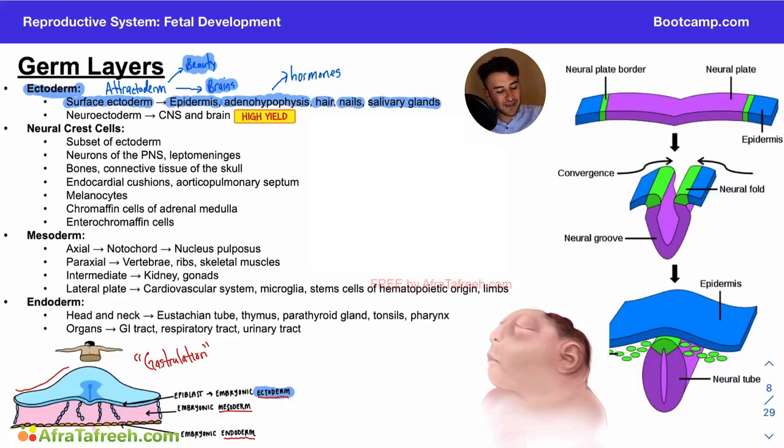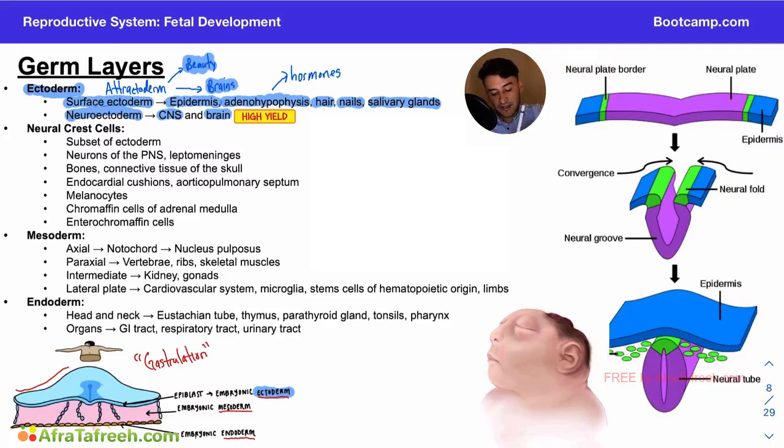Let's move on now to talk about brains, and this is going to be all about neuroectoderm. So from our neuroectoderm, we're going to get our central nervous system, and that's going to include our brain and our spinal cord. And this is really high yield. They love to ask about this on test days, so let's go into some of the specifics of the embryology.